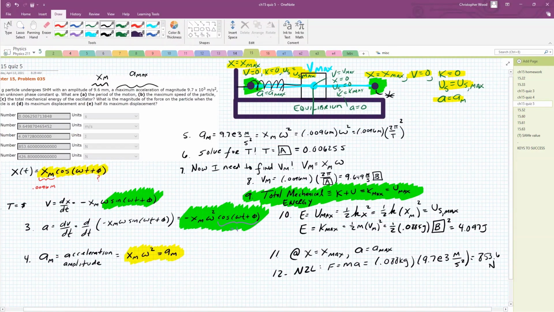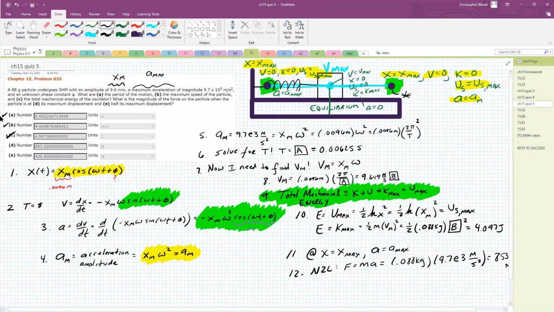Newtons. So that's D. And the real benefit of D is it basically nudged me to make sure I'm understanding the relationship between an oscillator's position and its displacement, velocity, acceleration, force, and energy. So this is a pretty dense problem.